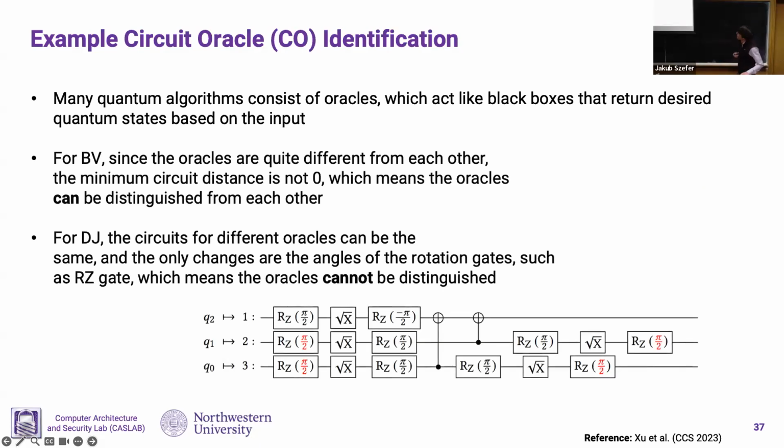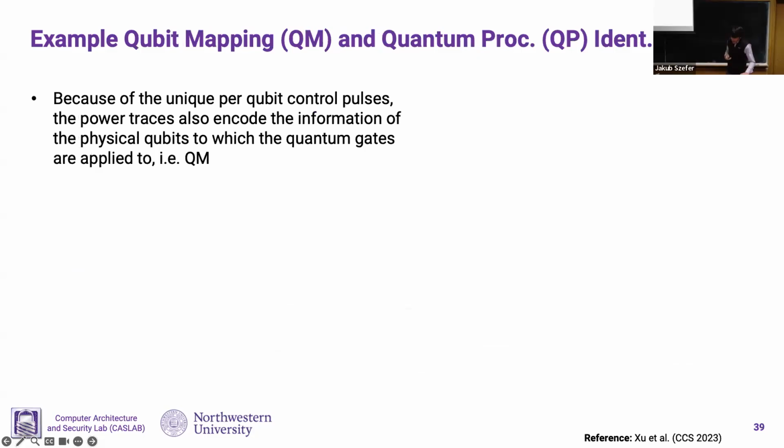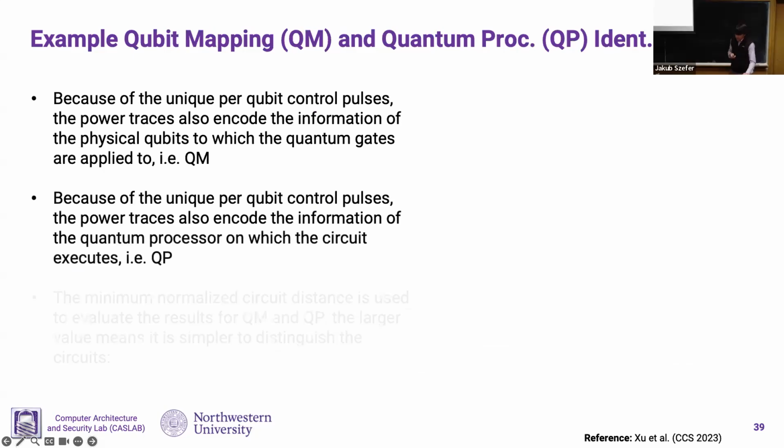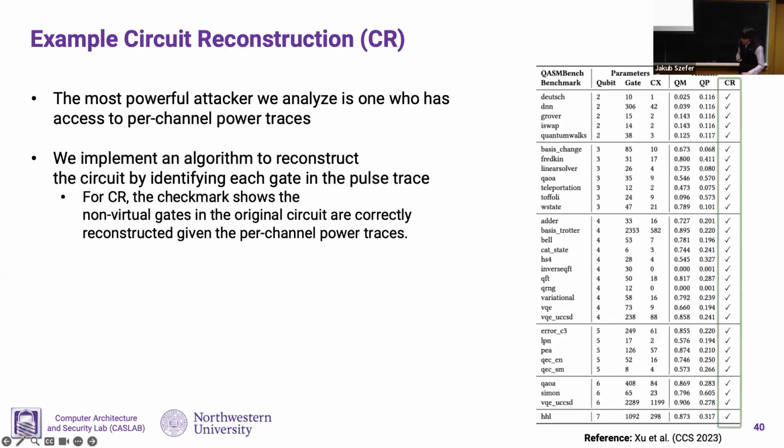And then maybe I'll skip these a little bit. You can try to identify the circuit ansatz, or the oracle, or look at the qubit mapping. So maybe you can look at the slides a little bit later if you're interested in the details. But the main thing is that you can recover a lot of information from just some simple measurements.